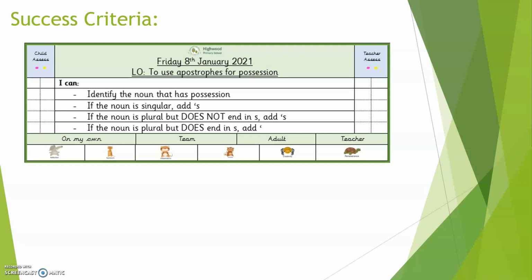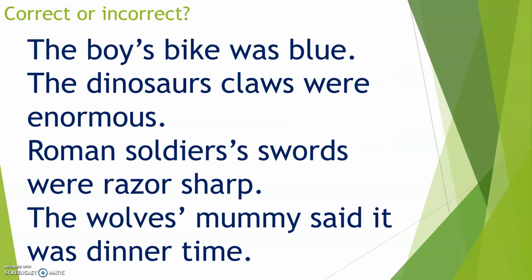So whenever you look for that noun that has possession, you have to be checking, is it singular? Is it plural? Does it already end in an S? So I've got 4 sentences here, and some of them are correct and some of them are incorrect. So let's look through them and decide whether we think they're correct or incorrect.